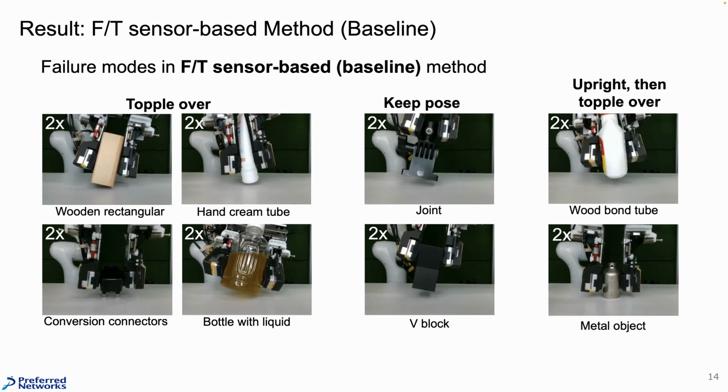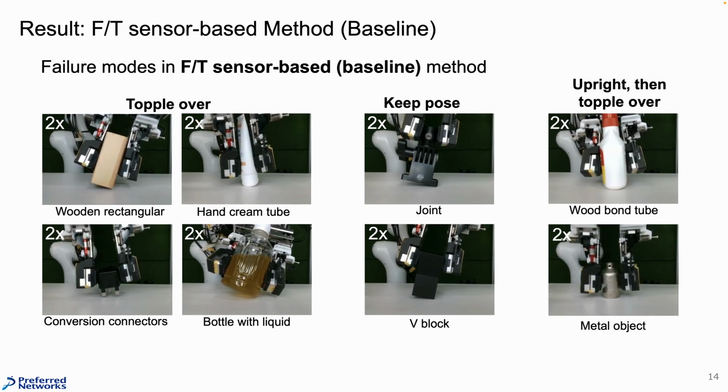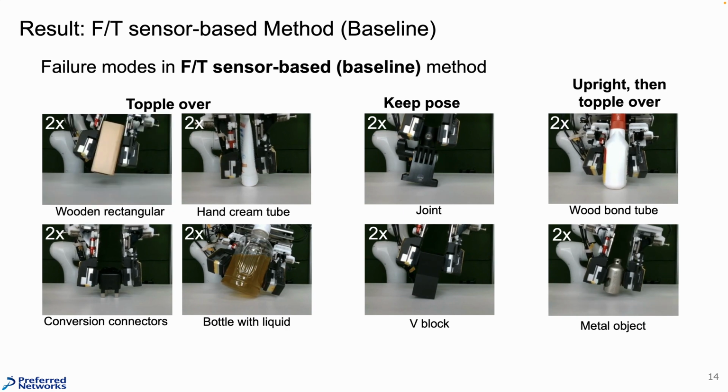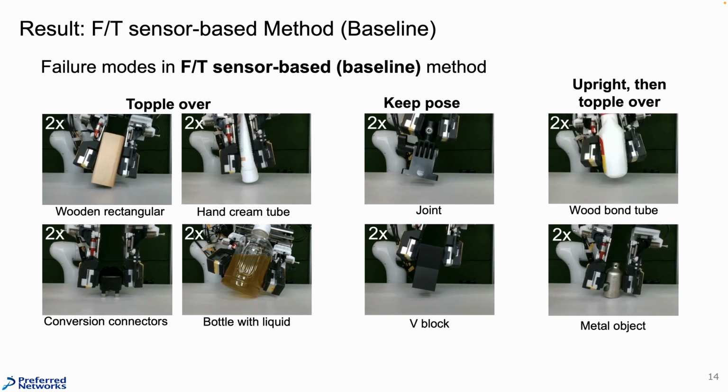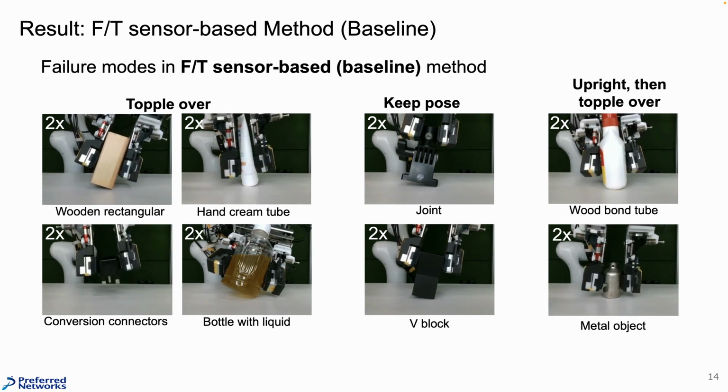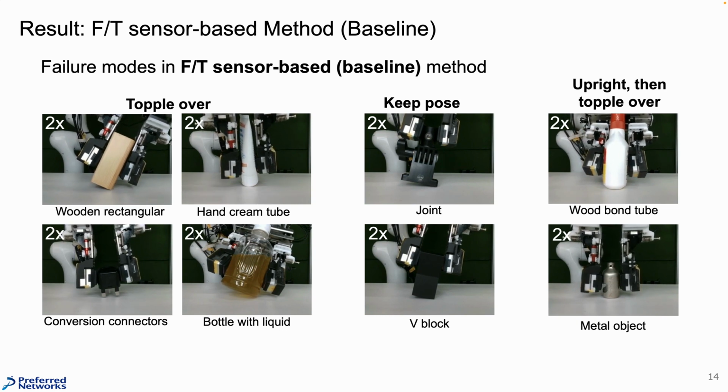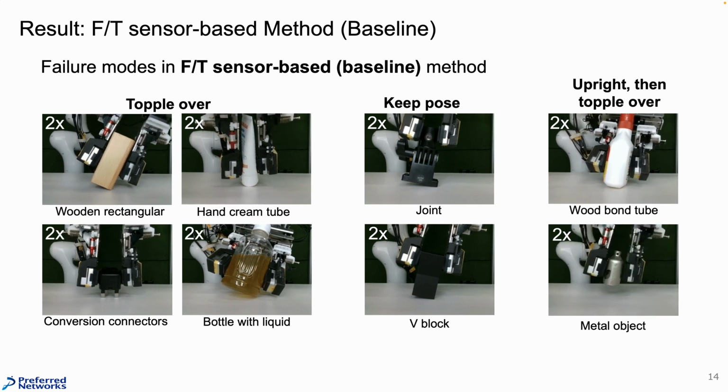There were also failures where the object's tilt was kept after contact between the object and the desk. Moreover, some were seen where the robot arm applied force in the direction that the object was to be upright, but the object passed through the upright state and toppled over.